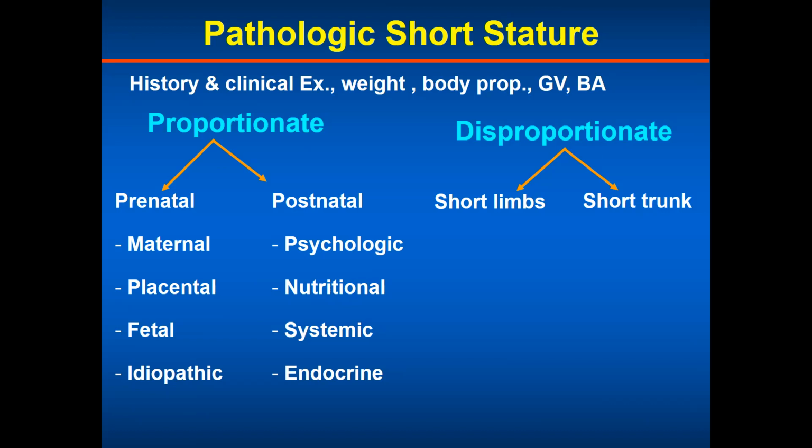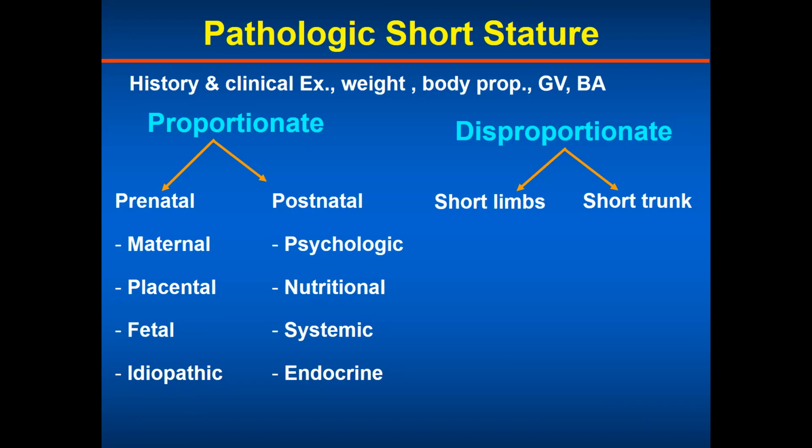Again, we must always know that we should decide whether the child is proportionate or disproportionate. If the child is proportionate, then the cause can be either prenatal, meaning due to a maternal, placental, or a fetal cause, or postnatal. Postnatal is psychologic, nutritional, systemic, or endocrine.